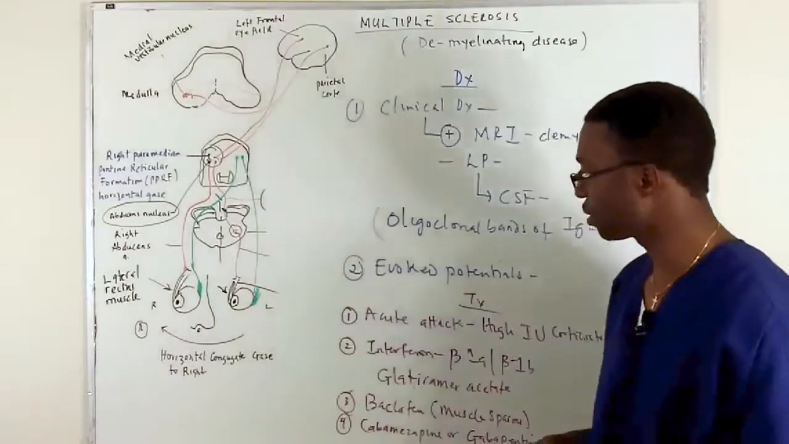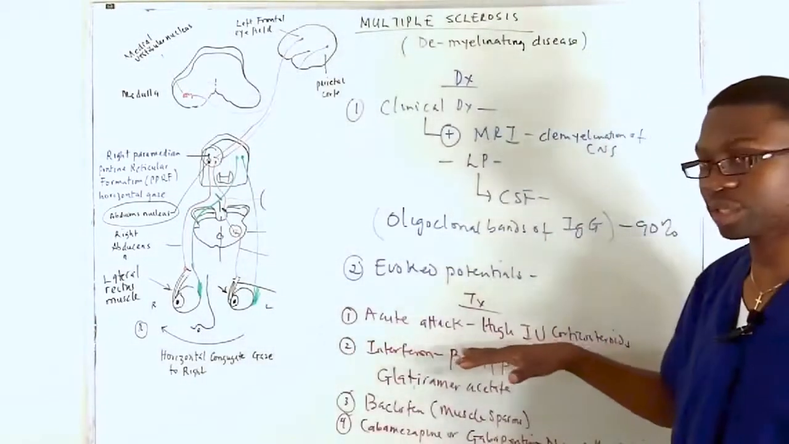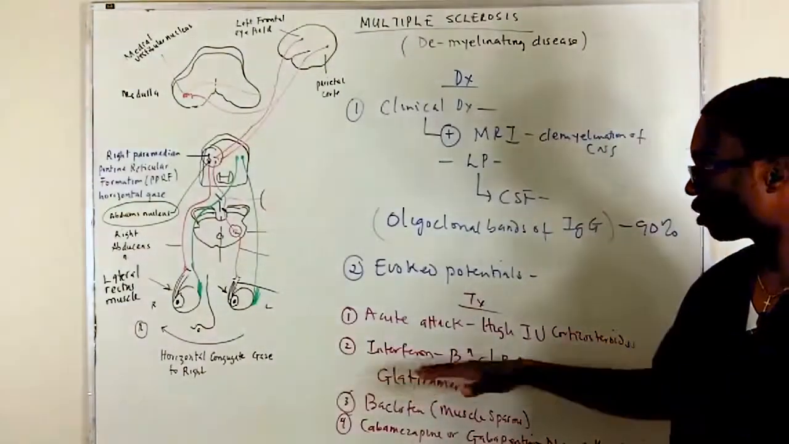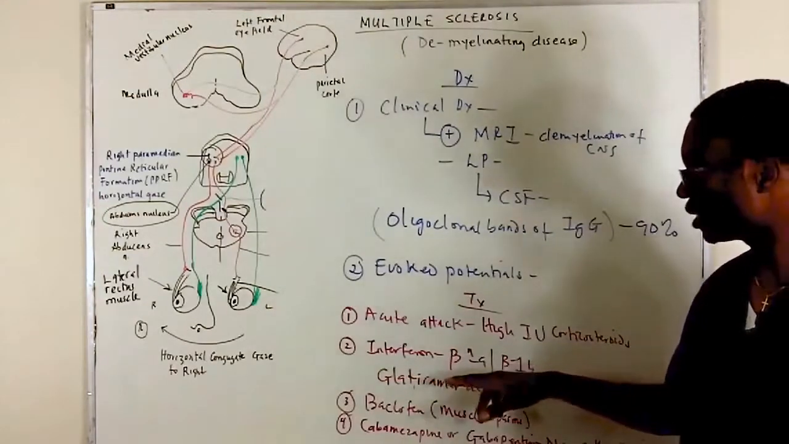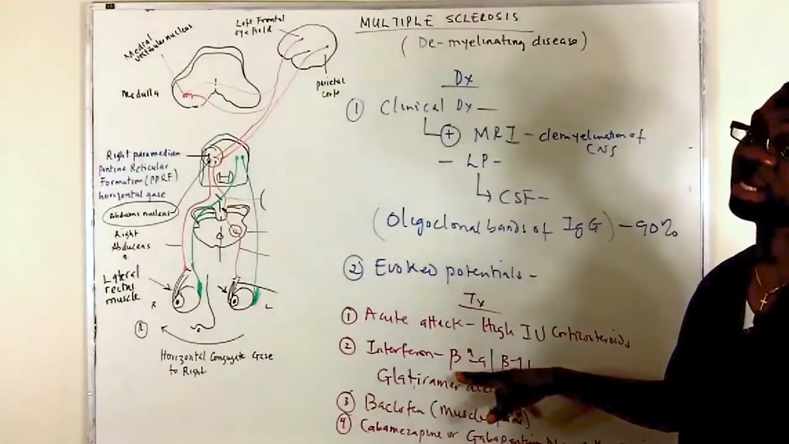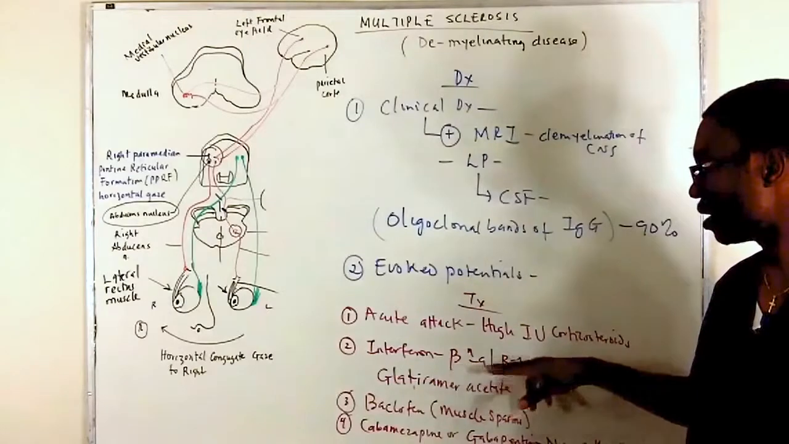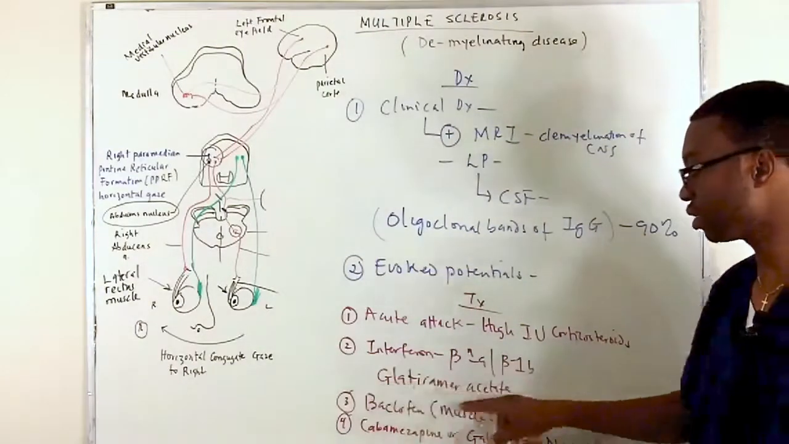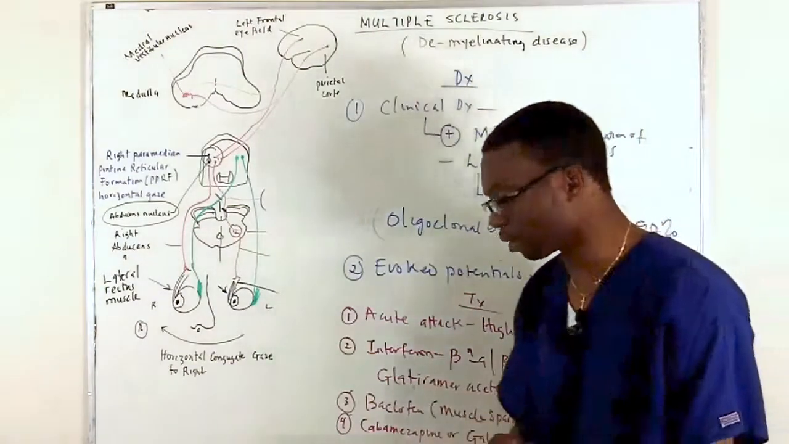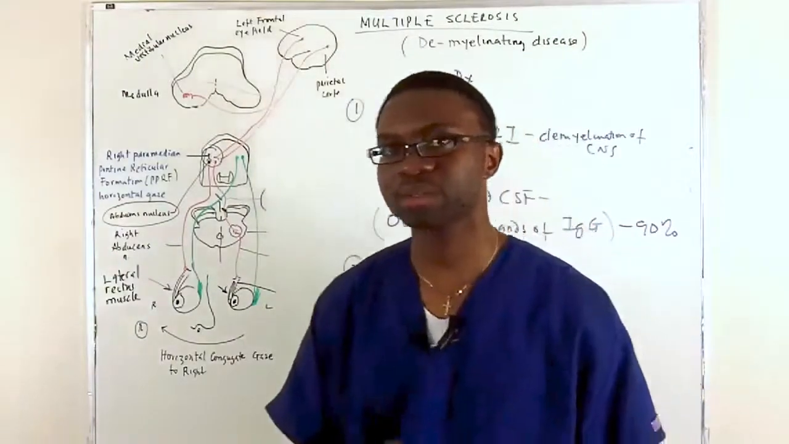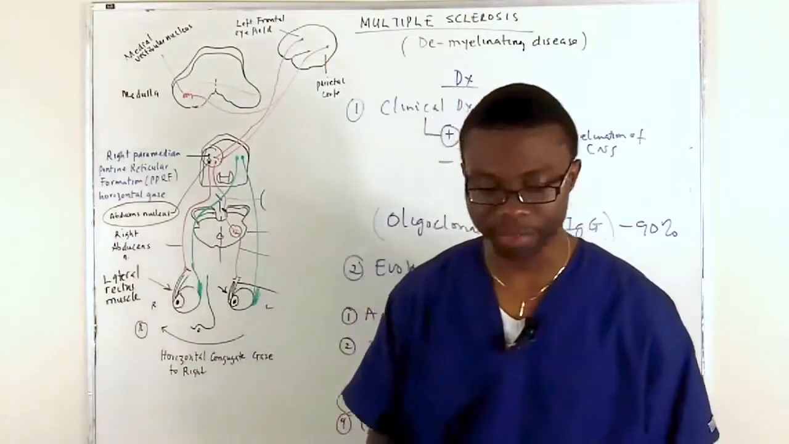The drug of choice to treat all the symptoms are the interferon beta 1. And the way I remember it is it's better to treat MS, so it's beta 1A and beta 1B, and glatiramer acetate, baclofen for muscle spasm, carbamazepine, and gabapentin for neuropathic pain.